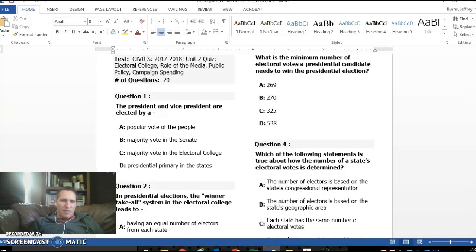Positives and negatives, of course. The positive is that it ensures that small states, swing states, rural areas, and suburban areas are represented. Obviously, the negative is that the popular vote doesn't necessarily determine the president.